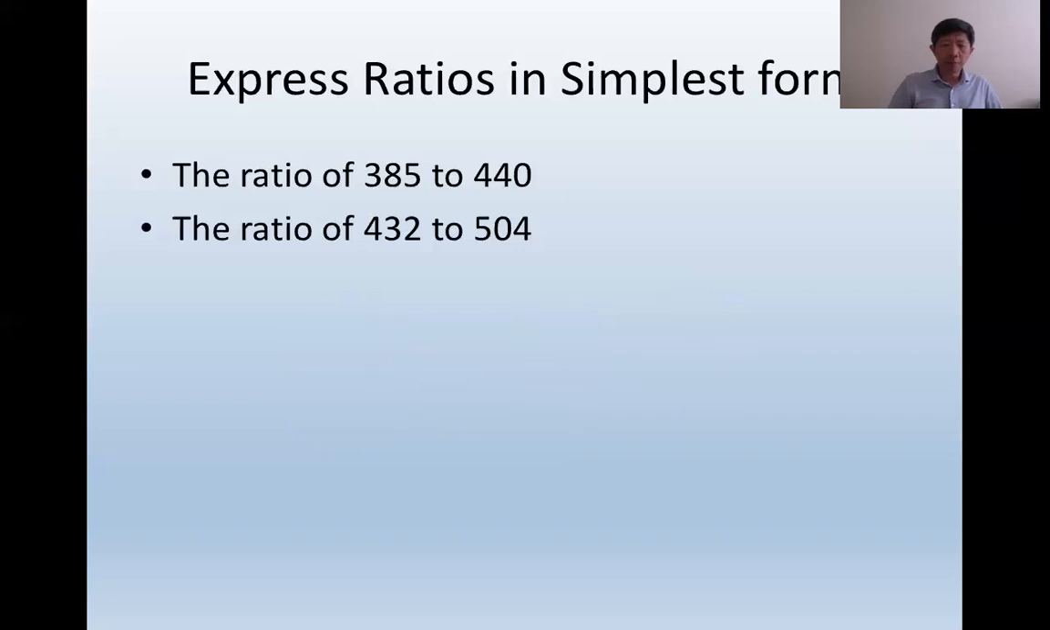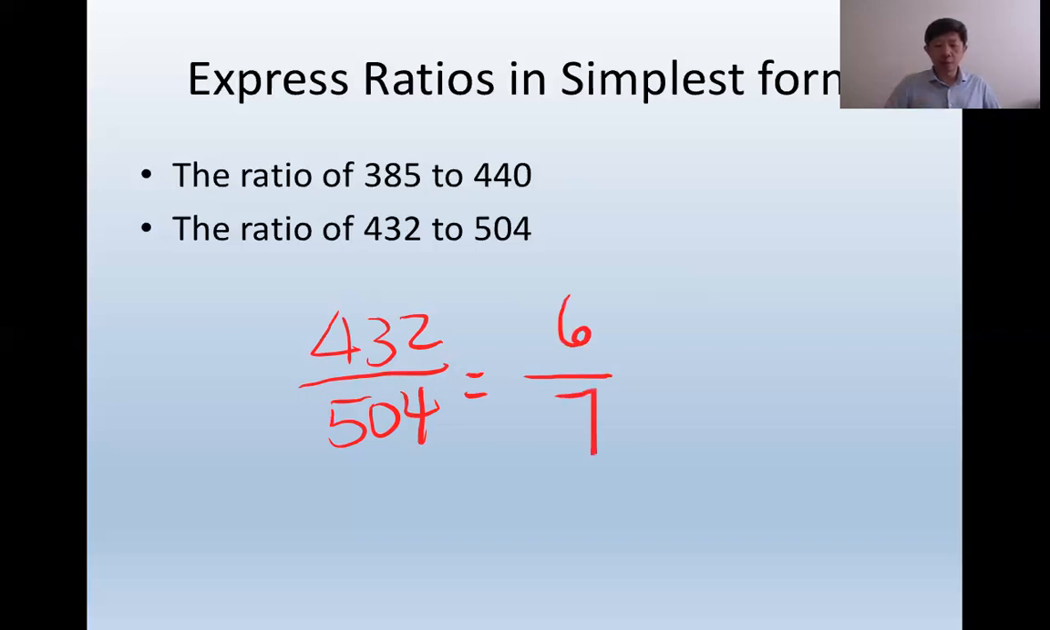Next problem. 432 over 504. All right. So once I reduce this, I can get 6 over 7. Right. So that is the simplest form.